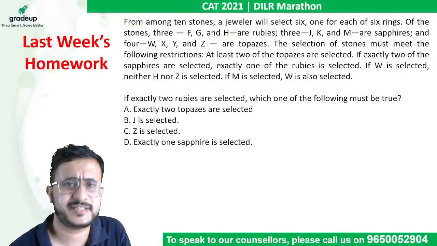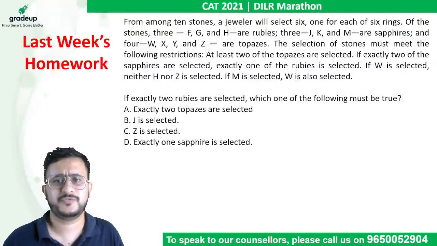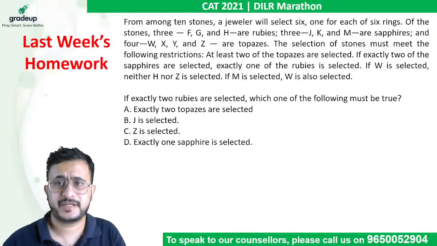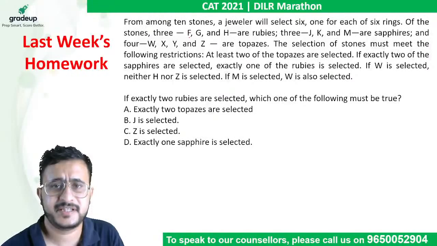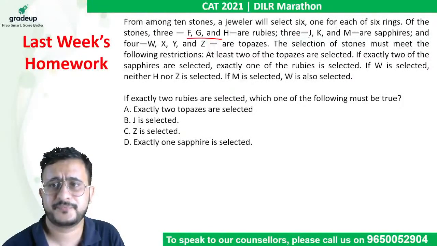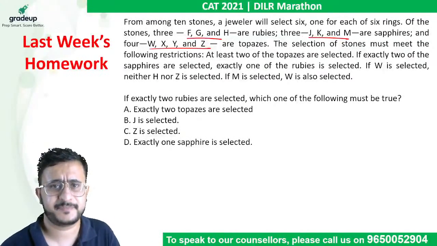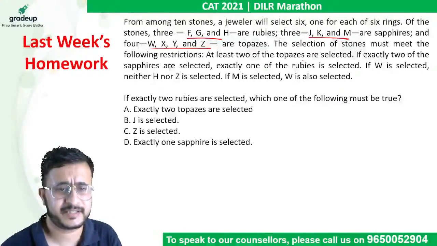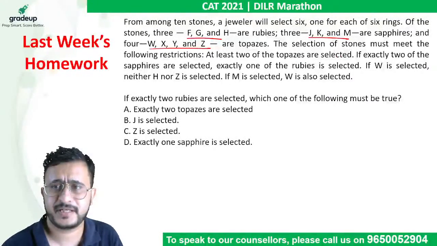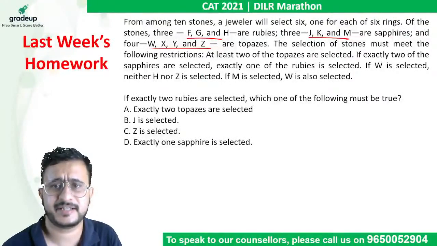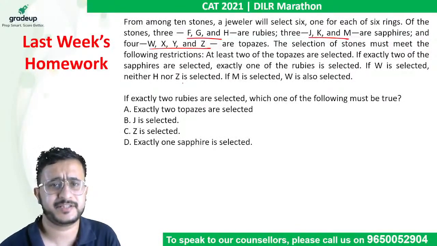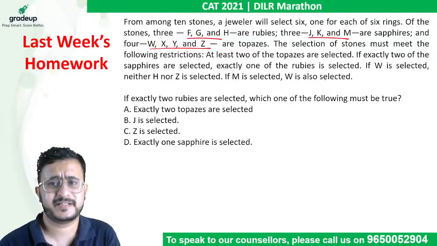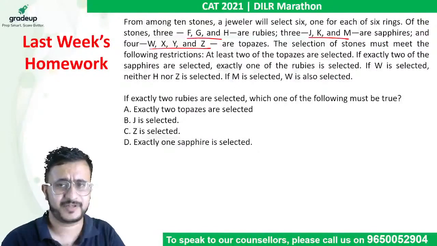So let us read the question. It says that from among 10 stones, a jeweler will select 6. There are three rubies, F, G, H, three sapphires, and 4 topazes. Some criteria are given. At least 2 topazes are selected. If exactly 2 of the sapphires are selected, exactly 1 of the rubies is selected. If W is selected, neither H nor Z is selected. If M is selected, W is also selected. So these are some of the conditions.